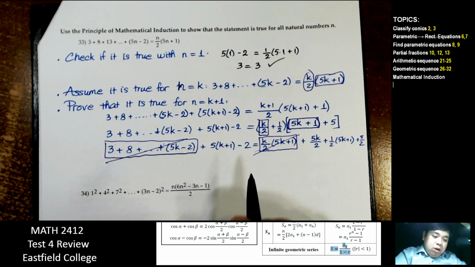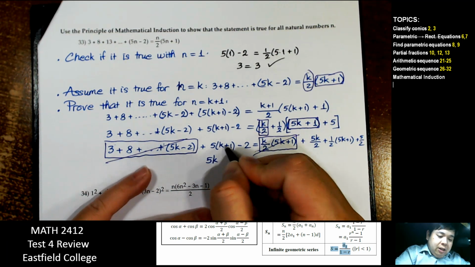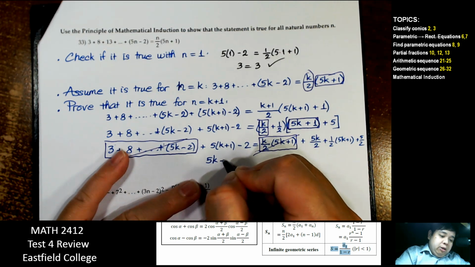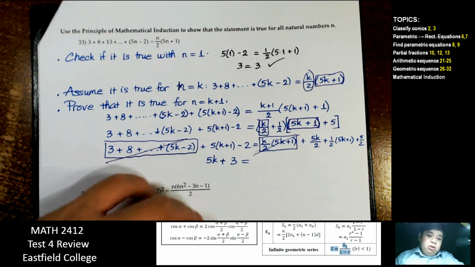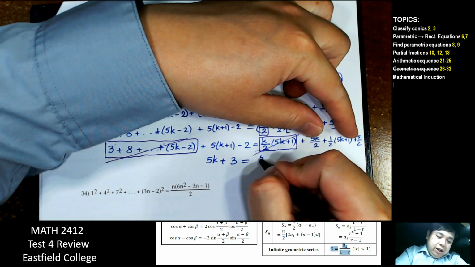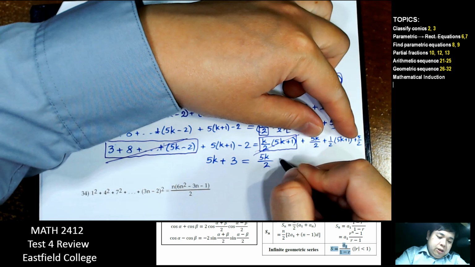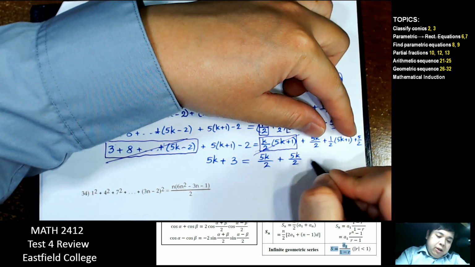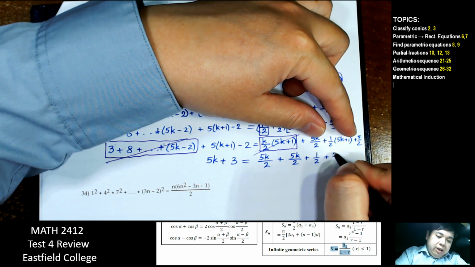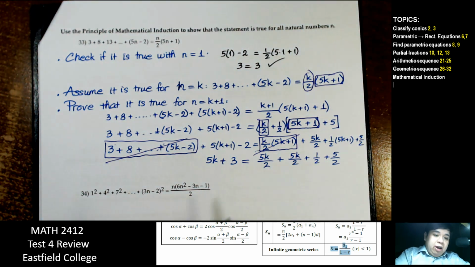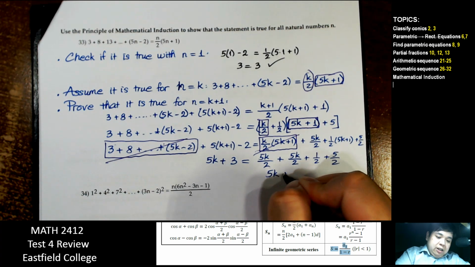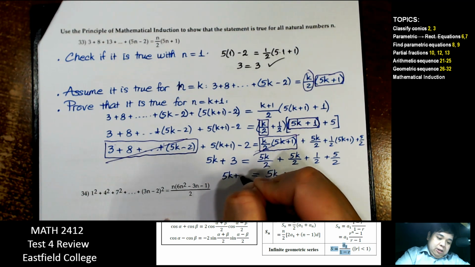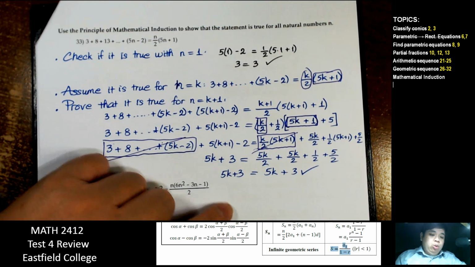And then I will multiply it out, and we have 5k. 5 times 1 is 5, minus 2, plus 3. So left side is 5k plus 3. On this side I will have 5k over 2 plus 5k over 2 plus 1/2 plus 5/2. 5k over 2 plus 5k over 2, that is 5k, and 1/2 plus 5/2 is 3. And that is true, so we prove it.